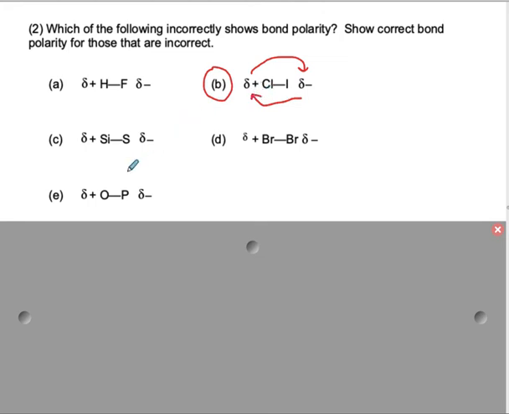In C, I have a partial negative charge on sulfur, partial positive charge on silicon. That looks good. In D, I have partial positive charge on bromine and a partial negative charge on bromine. Well, that's clearly wrong. So for that one, I'm simply going to cross out the polarities because that's a nonpolar covalent bond. In E, I have a partial positive charge on oxygen and a partial negative charge on phosphorus, which is incorrect. Oxygen is more electronegative than phosphorus. So I'll simply switch those as well.